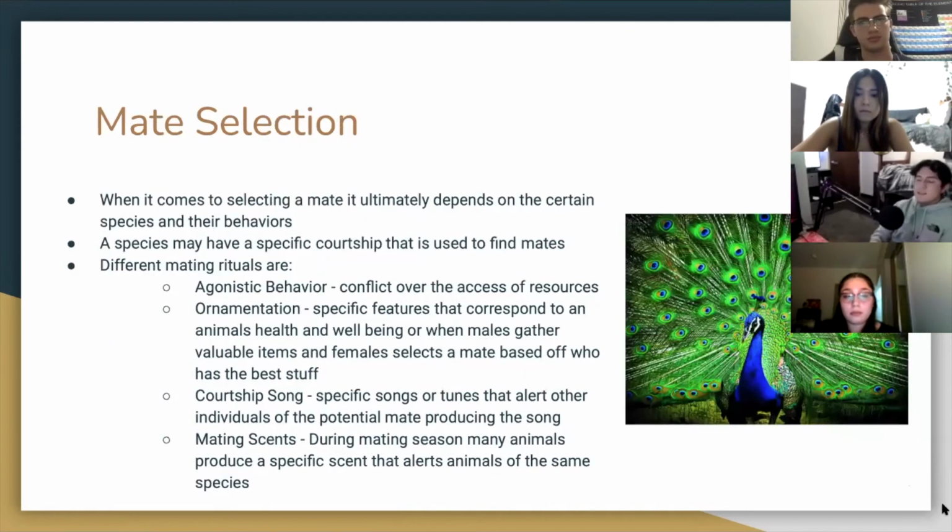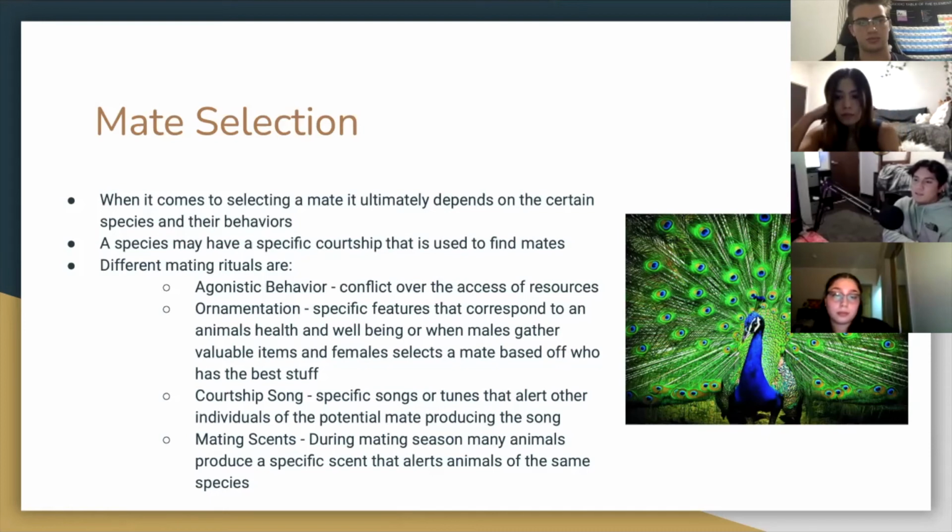Mate selection is actually very different depending on the animal and their species. Many animals have their own unique way of choosing their mate. One of the many ways is going off of appearance or ornamentation, such as the peacock, which has its bright colors to attract its mate. Another more violent way for mates to find each other is when males go toe to toe with each other, such as lions, kangaroos, or gorillas, and they fight each other over their mate.